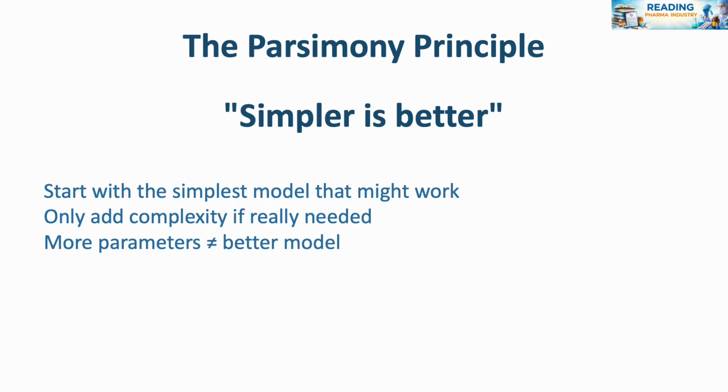Parsimony means choosing the simplest model that adequately fits your data. So basically, simpler is better. So start with the simplest model that might work. Only add complexity if you really need to. Remember, more parameters does not equal a better model. So the extra parameter should be justified by the science. So just not because you want to have a better fit.